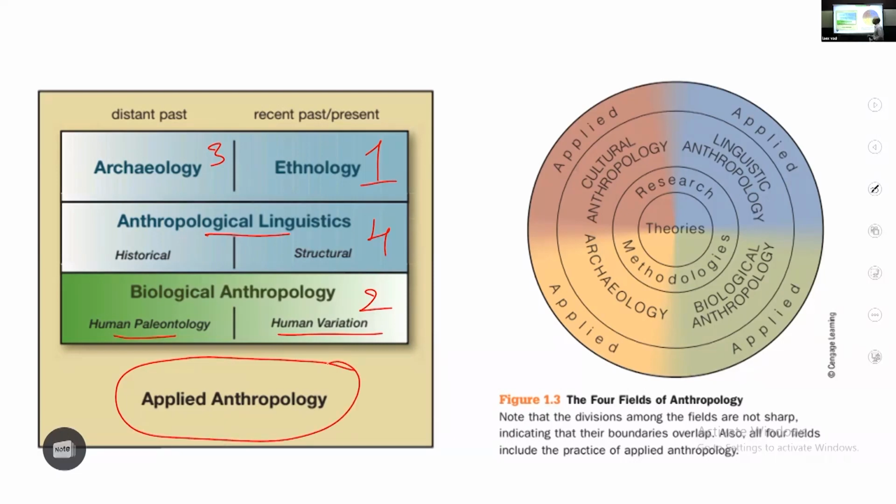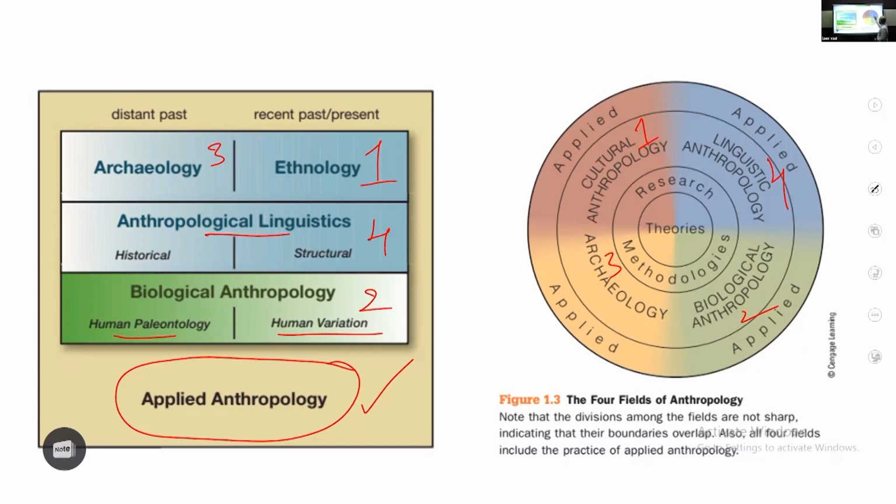Applied anthropology is not a separate branch. Applied anthropology is like an inbuilt layer in every field. In each of the 4 major areas, you can have applications. That is applied anthropology. This is one way to depict. Another way to depict the same thing is this diagram, which shows cultural anthropology, biological anthropology, archaeological anthropology, linguistic anthropology. And applied anthropology is seen as a common theme in all the sub-branches.